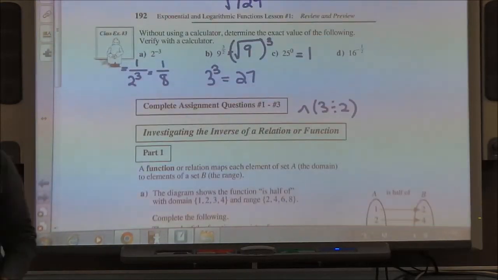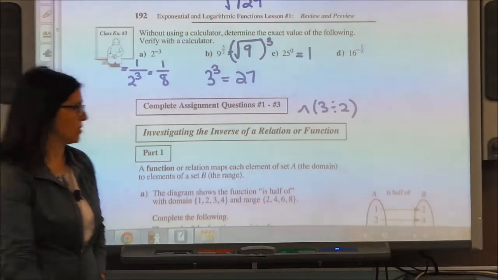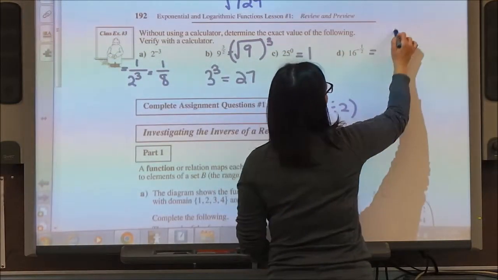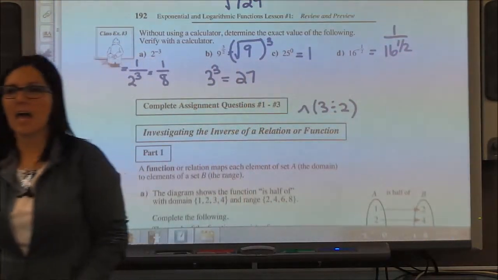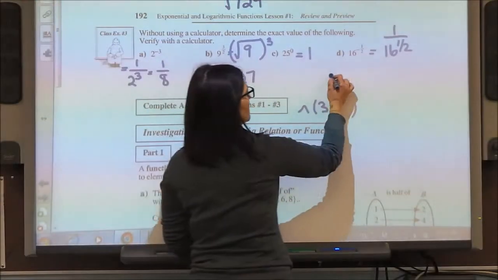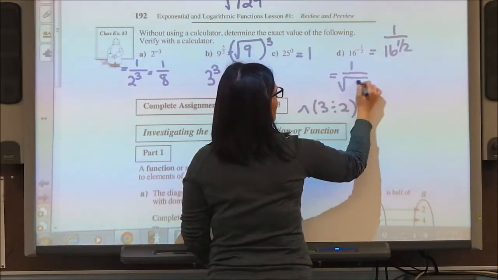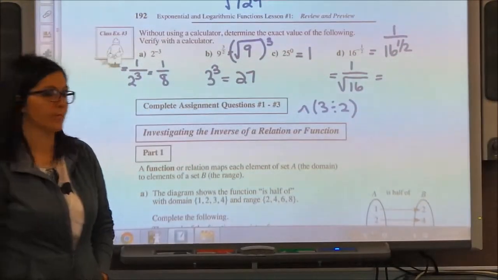Okay. 16 to the power of -1/2. How do I make the -1/2 positive? Put it on the bottom. So I get 1/16 to the 1/2. And how do I work with that 1/2? Because I can't do to the power of 1/2 in my head. It's just like square rooting. I change it to a radical. And what is the square root of 16?